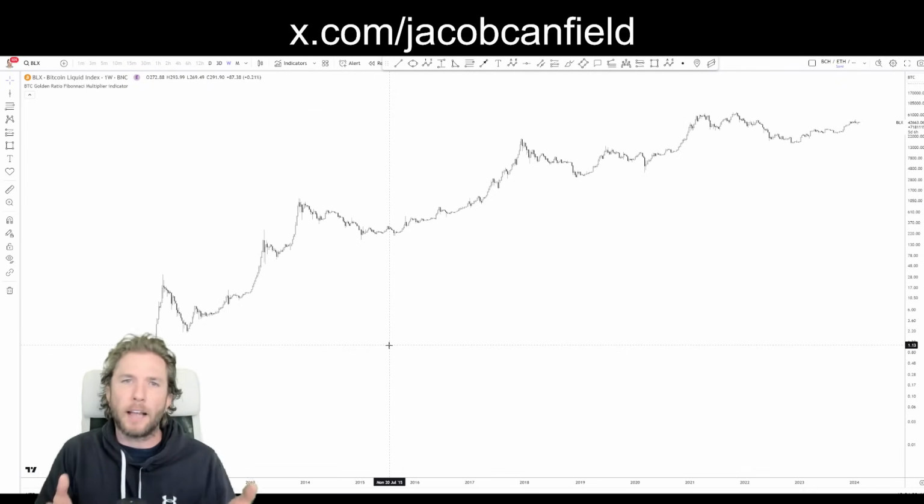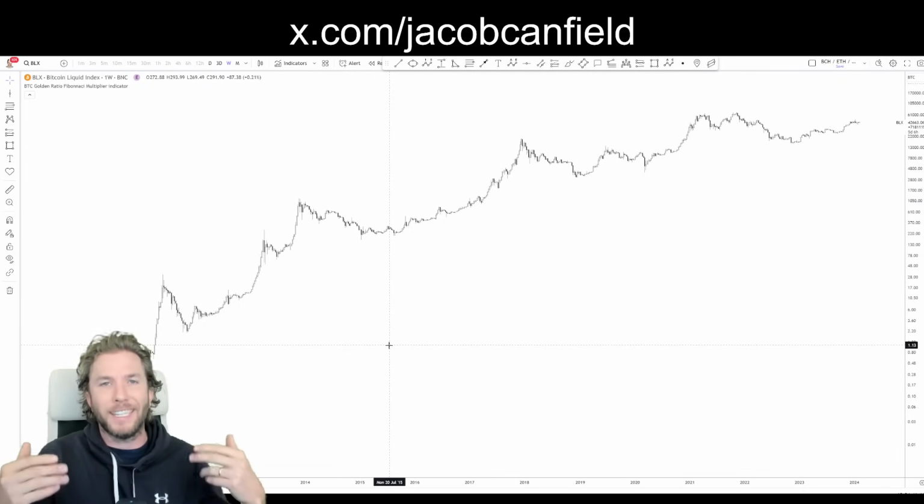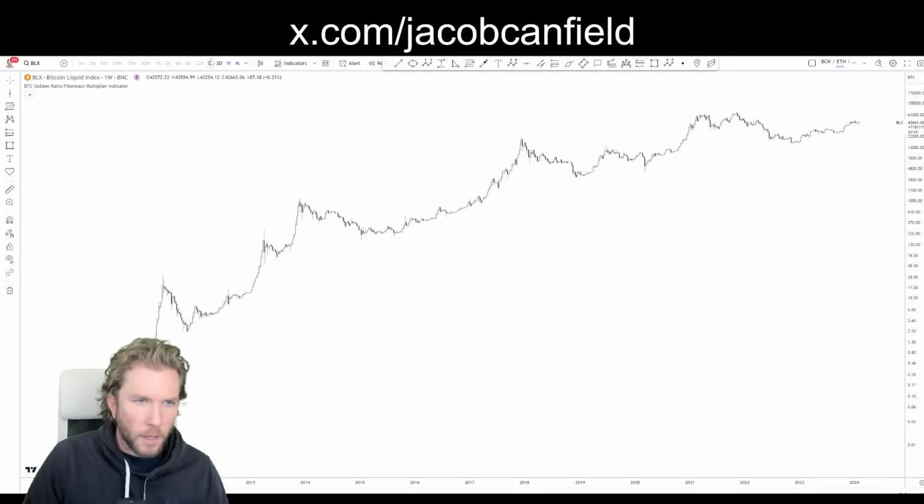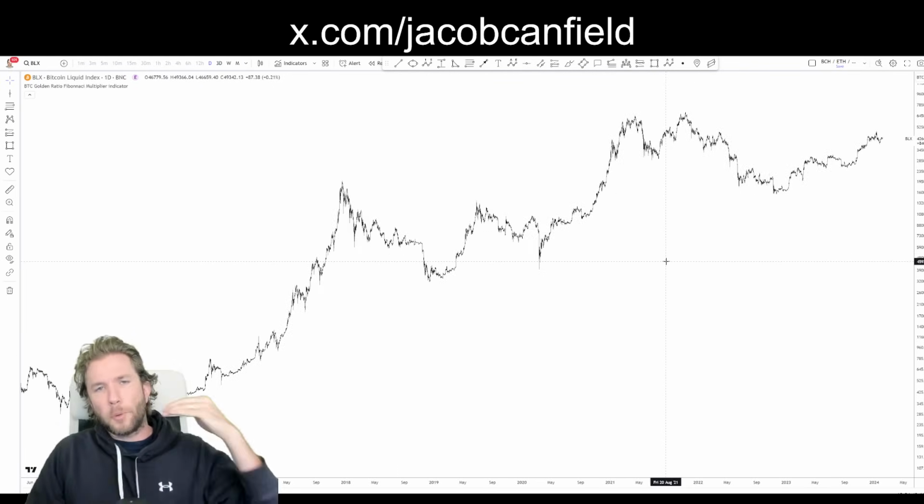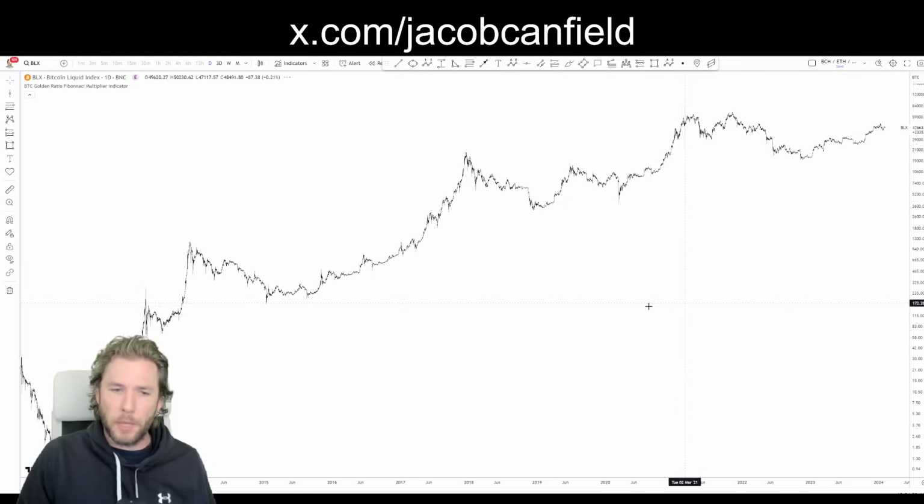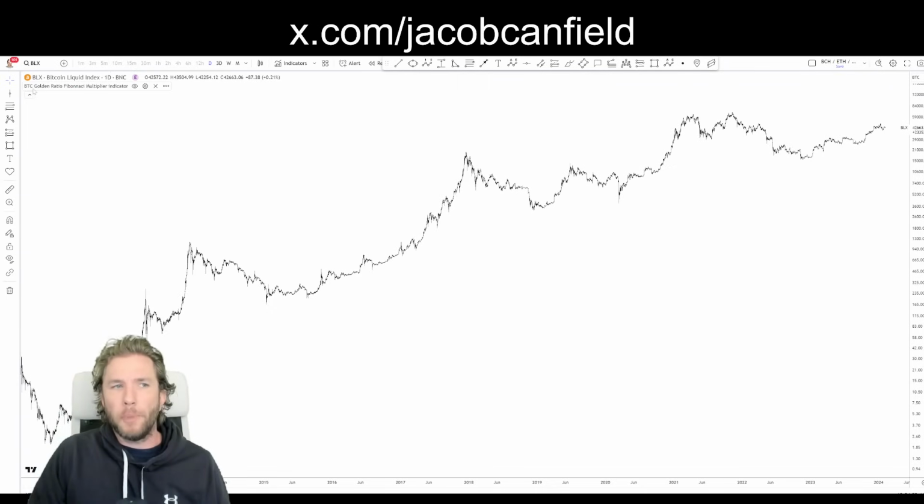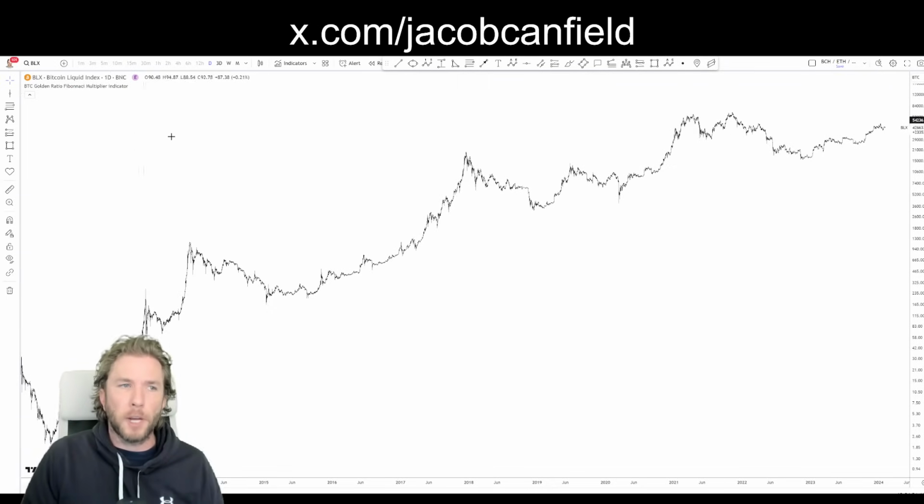Now for this analysis, we're actually going to use the daily chart. And then for forecasting, kind of predicting where our tops are going to be, we're going to be using something called the Golden Ratio Fibonacci Multiplier.